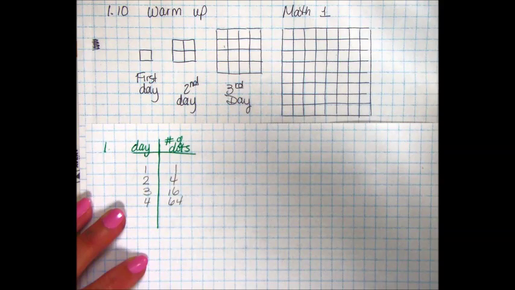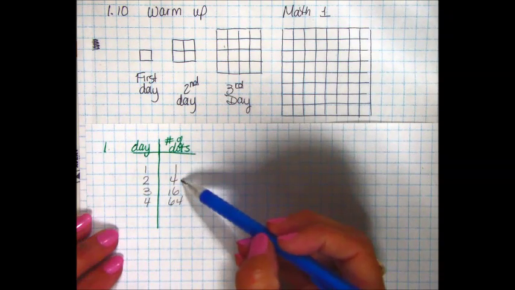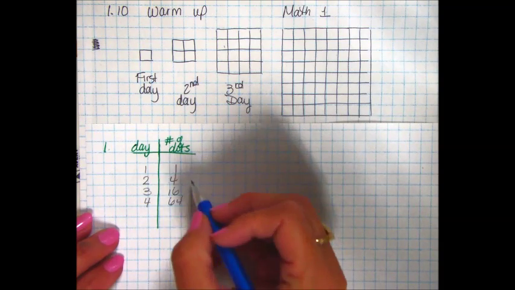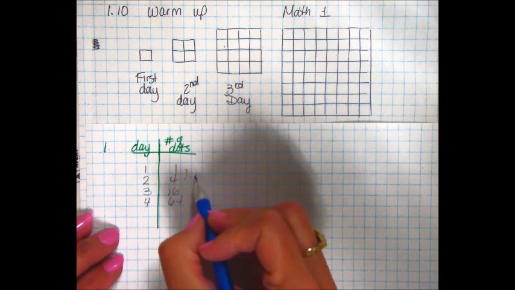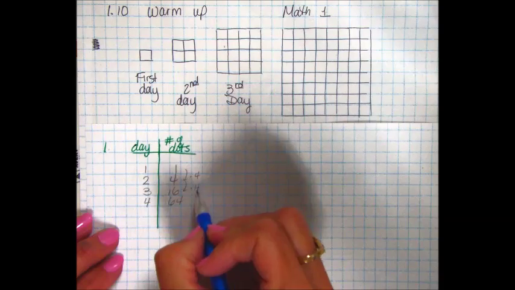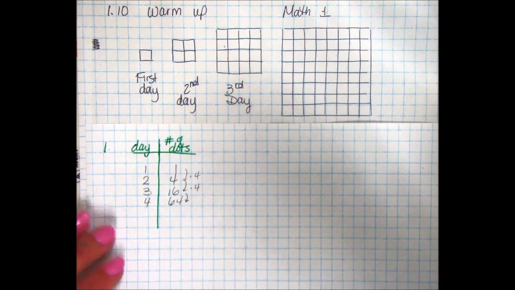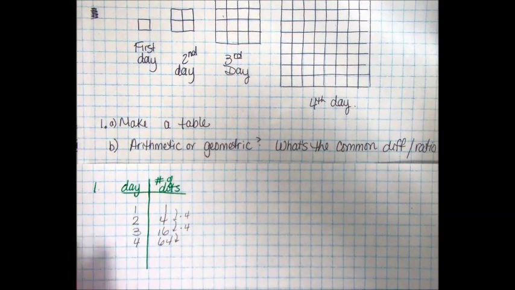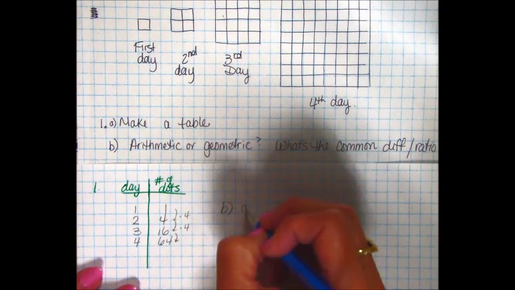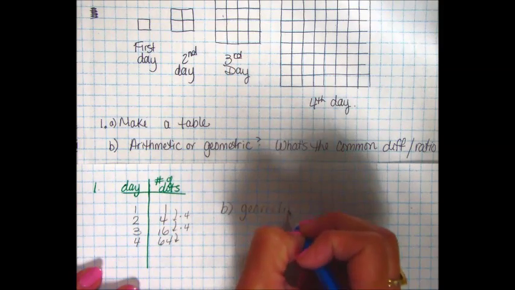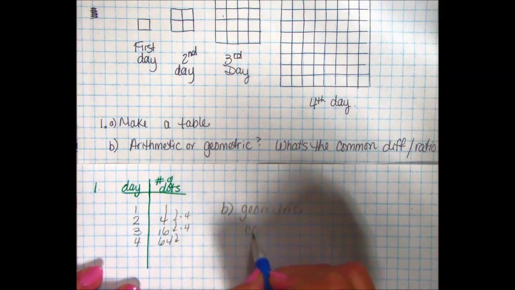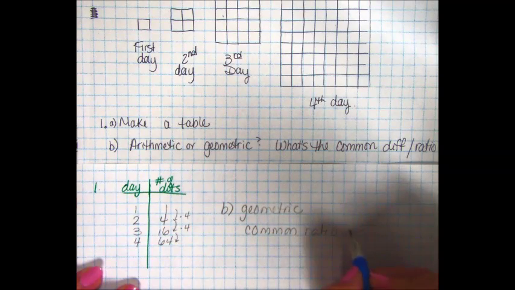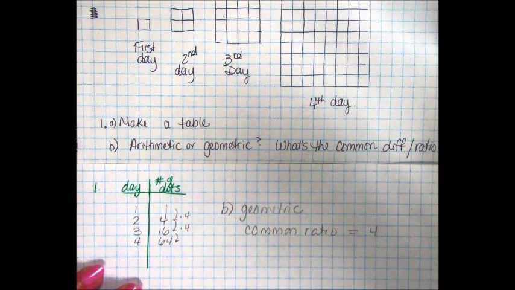So looking at our pattern, how do we get from 1 to 4, 4 to 16, and then 16 to 64? Hopefully you found that we're multiplying by 4 every time. This makes this a geometric sequence. So on B, where I asked you to go ahead and give me that, you should have given me geometric. So the common ratio, because we don't have a common difference with geometric, we have common ratios, the common ratio is 4.